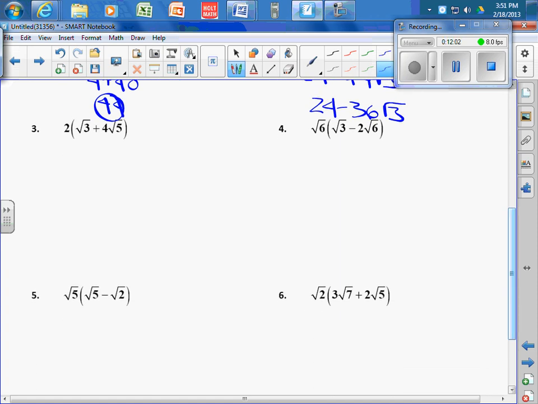Write it down. 2 times radical 3 plus 2 times 4 radical 5. 2 radical 3 plus 8 radical 5. Final answer.